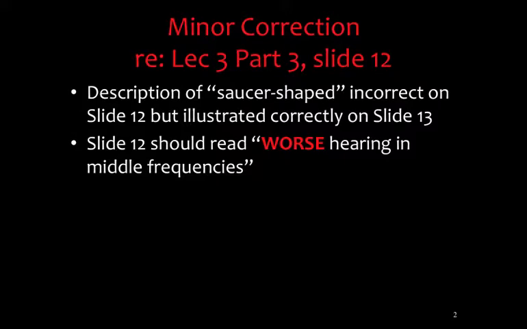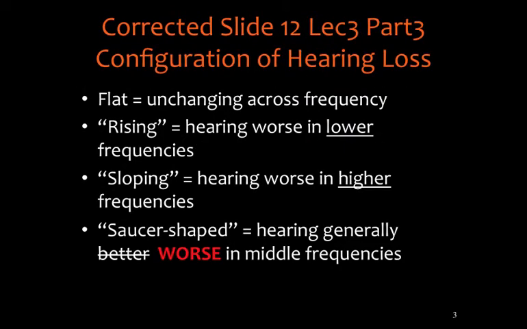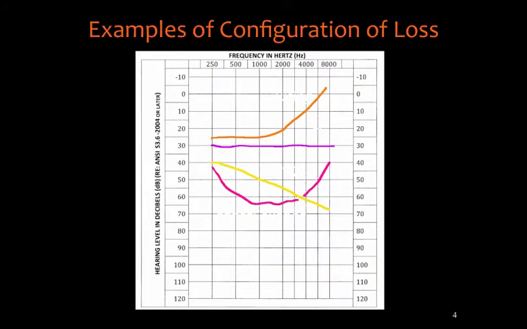All right, so first thing though, on slide 12, lecture 3, part 3, I had described in words, I'd listed the words saucer-shaped incorrectly. Slide 12 should read worse hearing in the middle frequencies, not better. So here's a revised, corrected slide 12. You see at the bottom it says saucer shape as hearing is generally worse in the middle frequencies. Now the illustration, slide 13 from part 3, was correct. The problem was I just had the incorrect wording on slide 12.